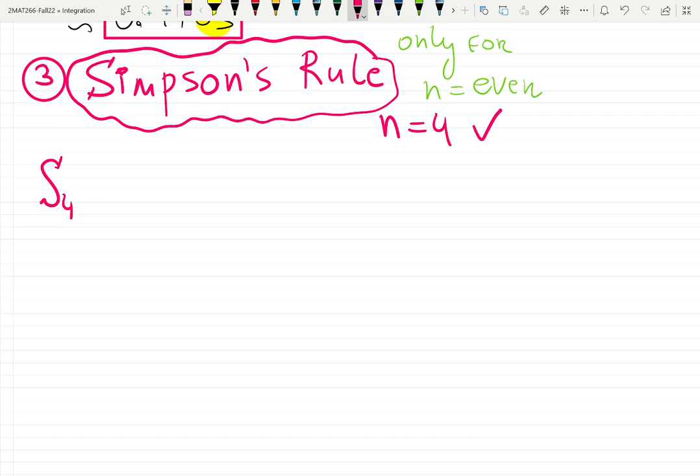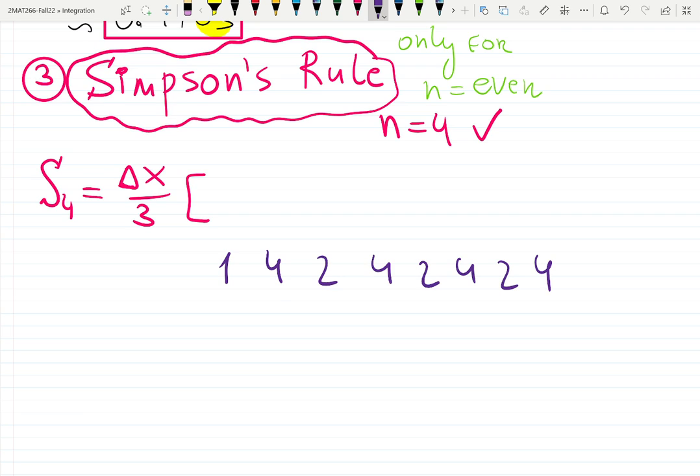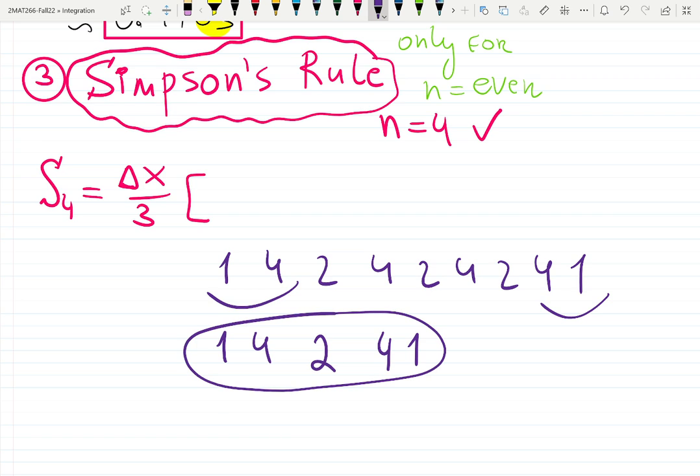S sub 4 has a weird formula. Not only is it delta x over 3, remember that, and then it has a pattern. Does anyone remember a funny pattern? Oh wow, people are good. I do not remember it right away. 1, 4, 2, 4, 2, 4, 2, 4, many times. But the important thing is 1 and 4 have to be the ends. So you see, I have way too many points here because I just randomly wrote down the pattern. We need 5 points. So I'm like, okay, 1 and 4 go to the ends. Now it's only 1 point missing, so 2 in the middle. See? So that's what I'm going to have in my case.